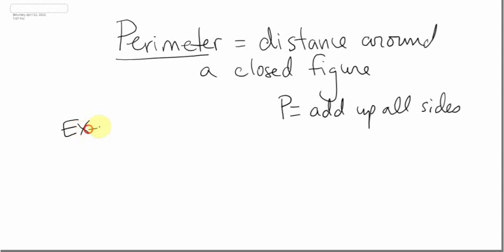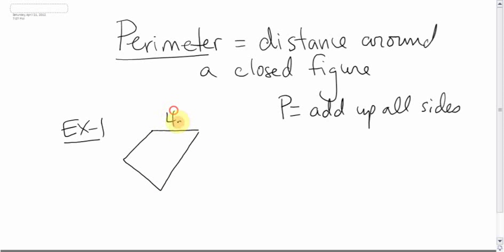Alright, first example. Let's say we had something like this, where this side is 4 centimeters, this side is 2.5 centimeters, 3 centimeters, 6 centimeters. What's the perimeter of that object, as the question might say. So to figure this out, we add up all the sides, and I know you probably think it's really easy, and it is. Just make sure you don't duplicate any of the sides.